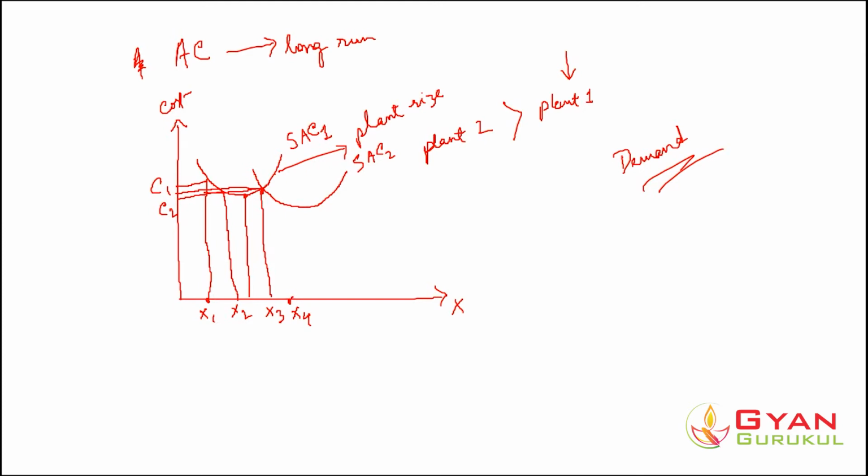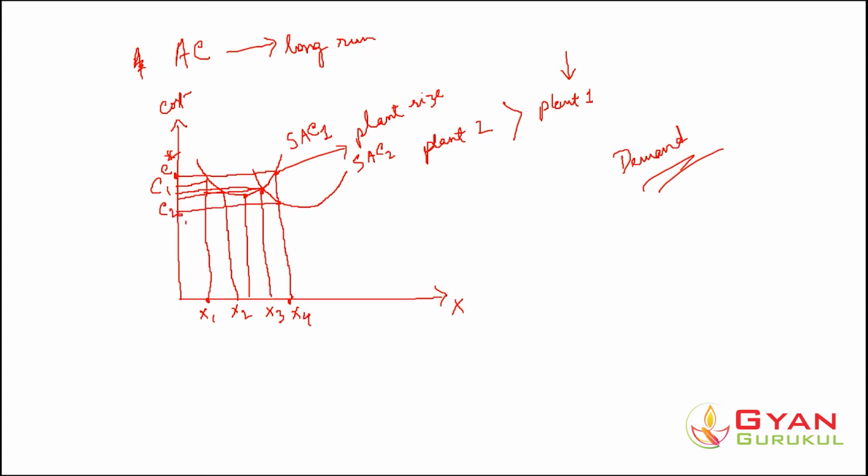Now let's see, in order to produce x4 amount of the particular product, if the producer uses the initial plant, that is plant 1, how much would he have to bear as a cost? If he produces in plant 1, the cost would have been this much, say C star. C star amount of cost he has to bear, right? Now if the producer moved to plant 2, how much would it cost him? See, it would cost him this much.